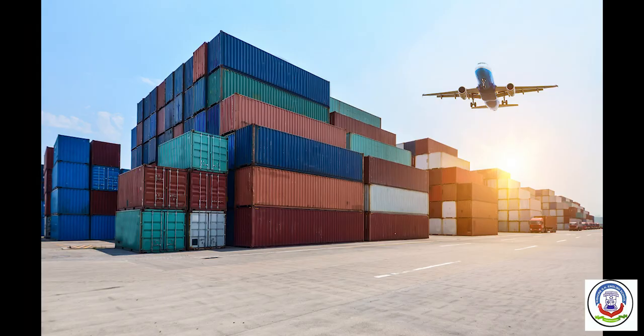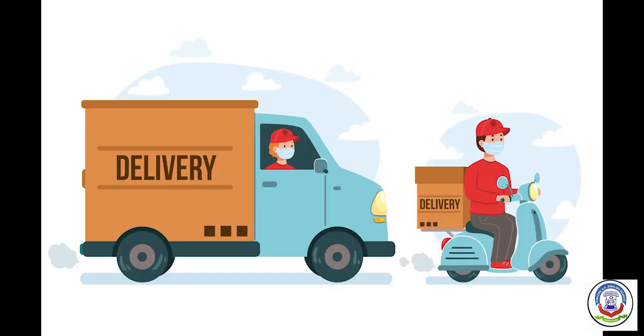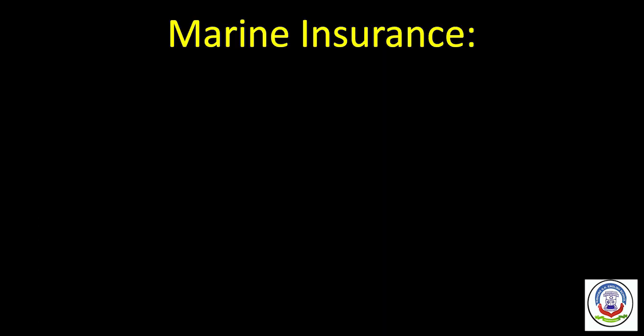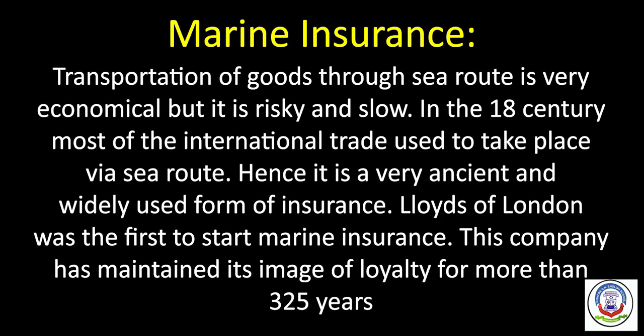If air transportation is used, at that time air insurance is to be taken. If rail and road transportation is used, at that time rail and road insurance is taken. Okay. Now first we are going to learn about marine insurance. Transportation of goods through sea route is very economical, but it is risky and slow.